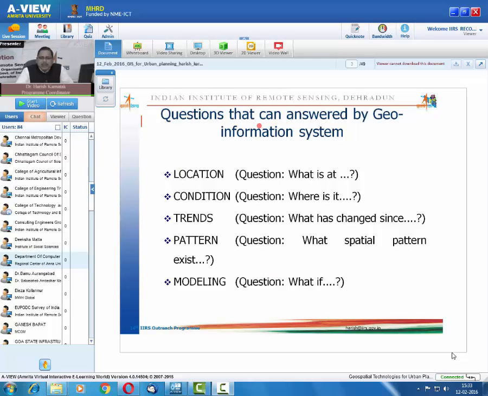Now, I was talking about the questions it can answer. Let us try to understand them further. When it is a location, the query is what is available at this particular location. The second is a condition, and this condition is where is it. The next question is what has changed since, which is basically trends.